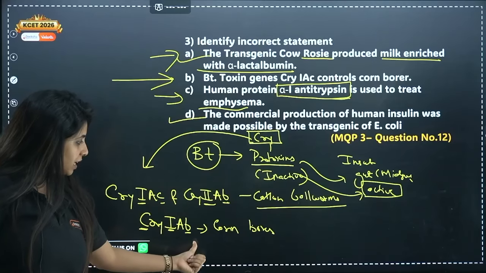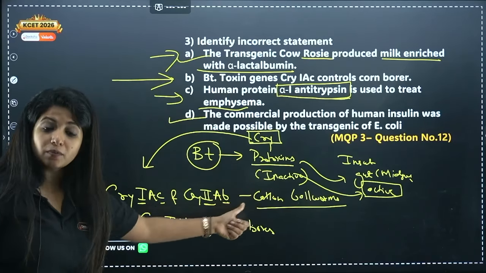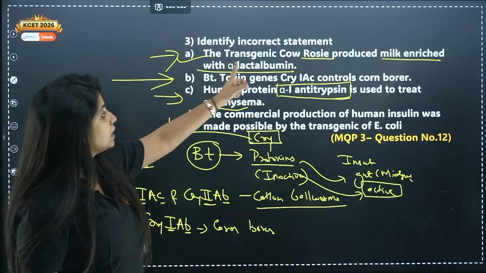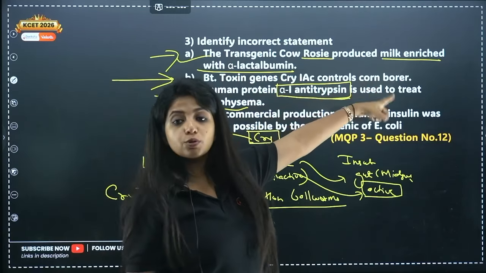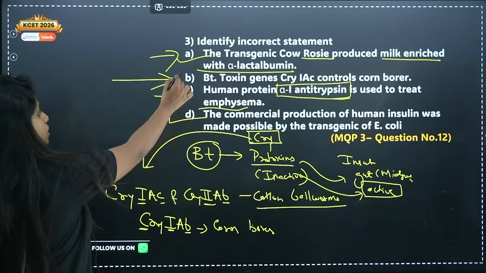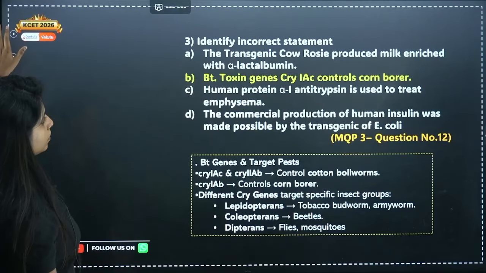Over here, first, second, C and B. Both of them are starting with C and B. That is why I am telling you again and again. This is a smaller name, this is a bigger name. So the statement that Bt toxin genes CRY1AC control corn borers is wrong. It is controlling cotton bollworms. So this is a wrong statement.